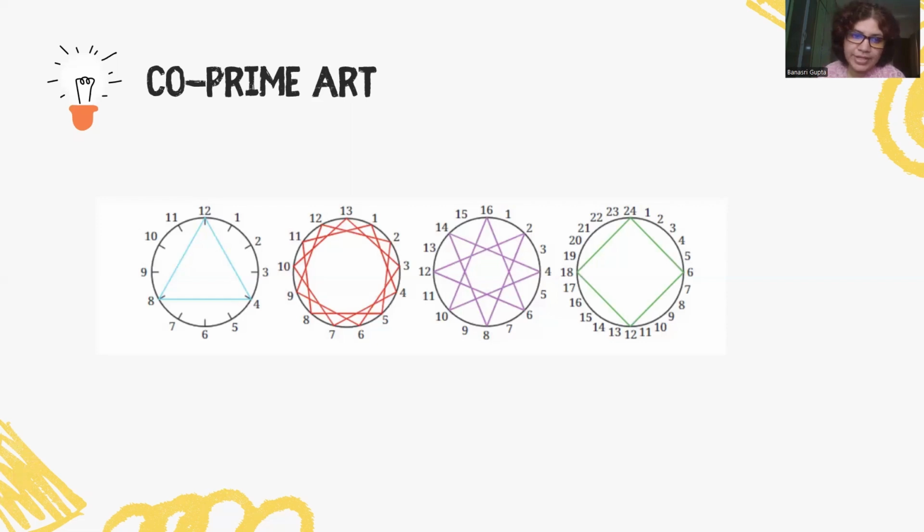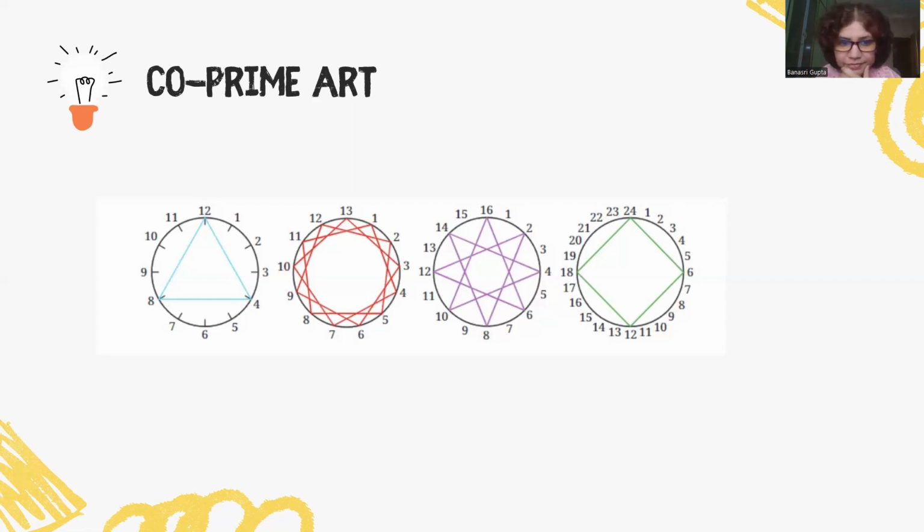So this way, if we see the largest number, that is 12, and the gap, that is 4, they have some common factor. They are not co-prime, 12 and 4. So in that case, we will get such a figure where all the pegs are not touched. All the numbers are not touched.